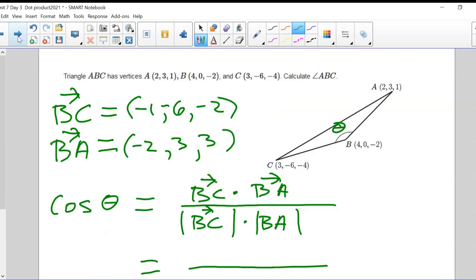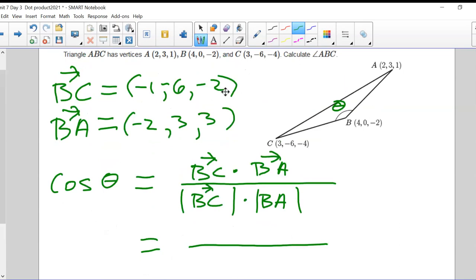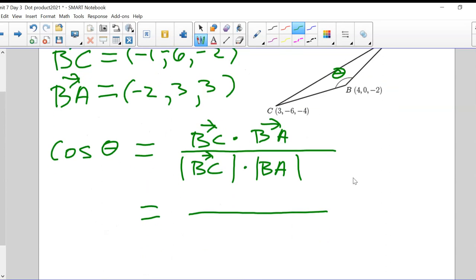Let me go back now to the one that you're working on. The BC vector is this one that we got on top, minus 1, minus 6, minus 2. The BA vector is minus 2, 3, and 3. I'm looking for the dot product of those two vectors. Brendan says minus 22.